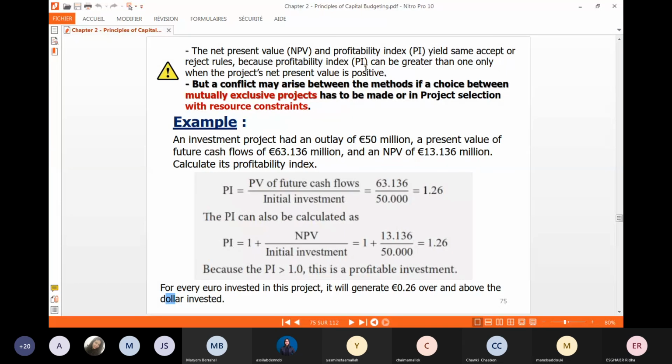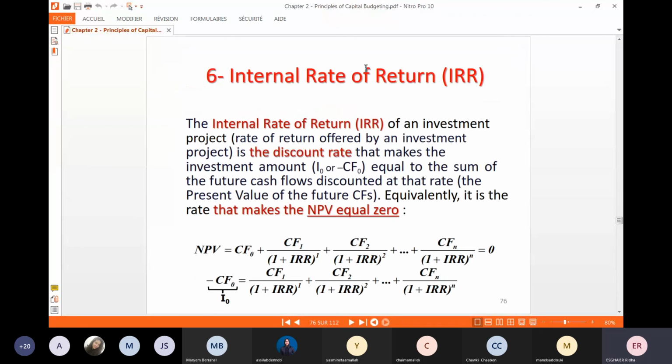Okay, so we will stop here. Next week we will finish this chapter. We have just the internal rate of return and real options, but then we will move to the chapter 3 and we'll try to finish it. Chapter 3 مش طويل.